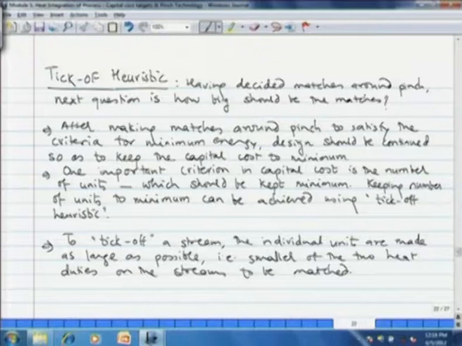The next criterion that we are going to see is that of the Tick-off heuristic. Now this is related to the number of streams which I just mentioned. Once we decide the matches around the pinch, like which streams have to be matched, then the next question that we have to answer is how big these matches should be. In other words, what should be the total heat load on any exchanger.